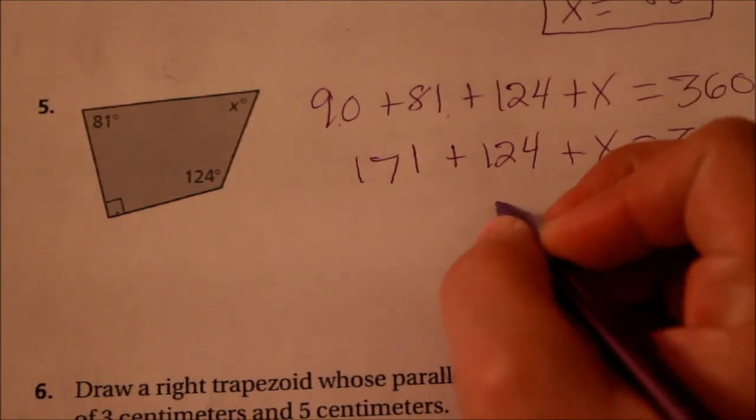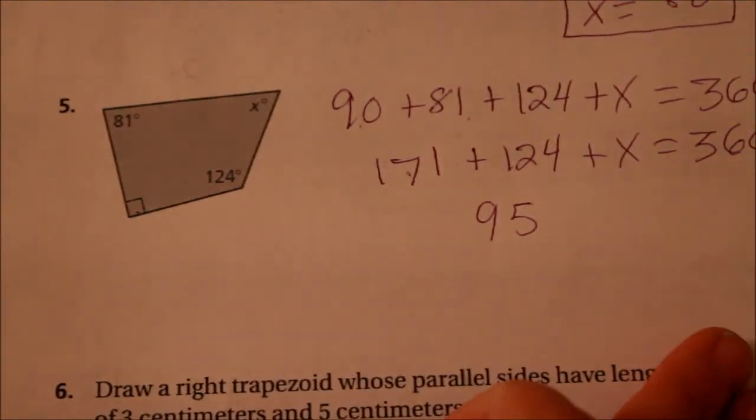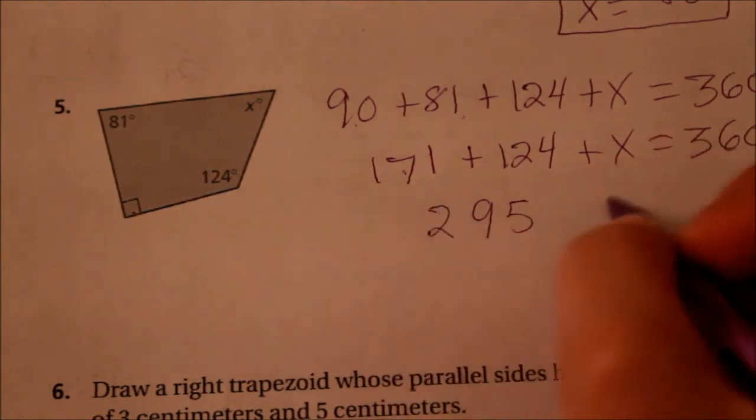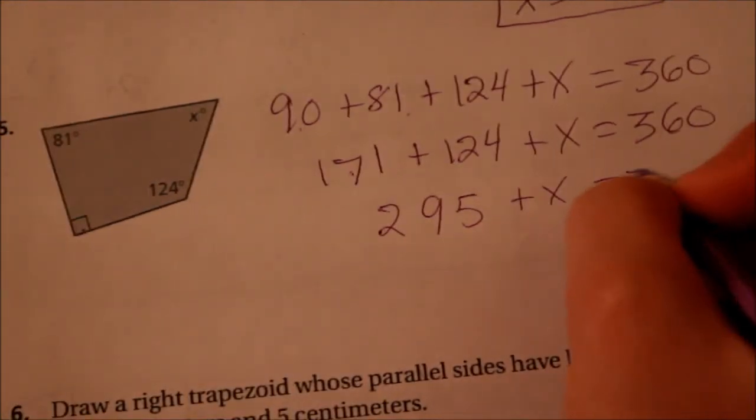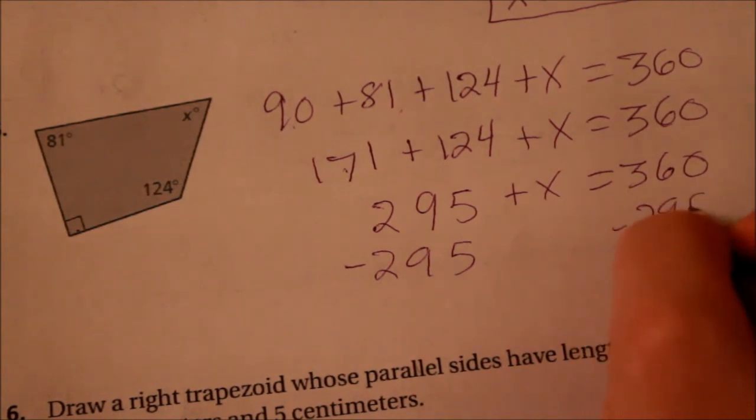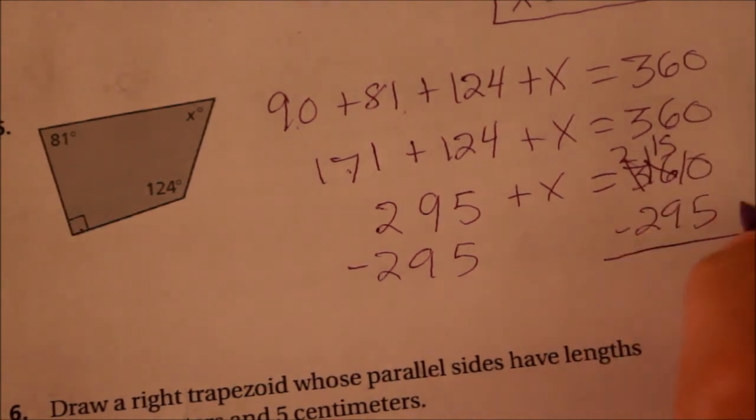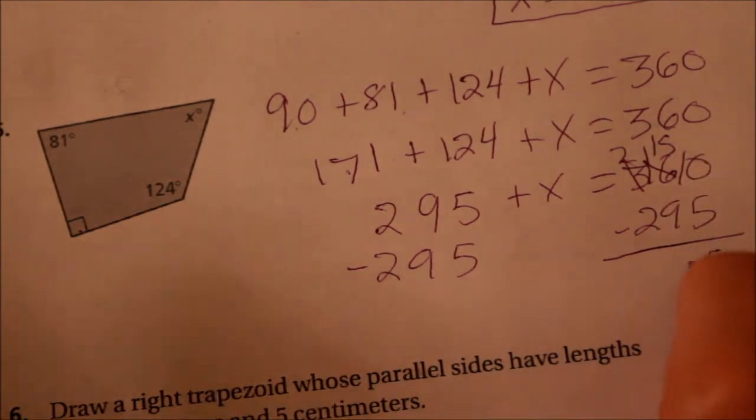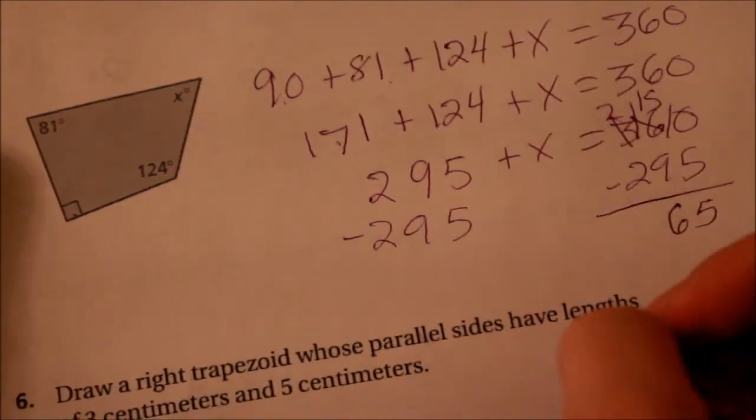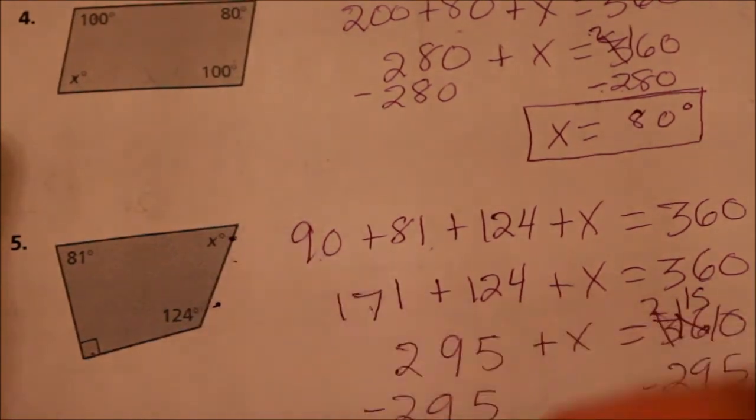4 plus 1 is 5. 7, 8, 9. If you need to line this up and add it so that it's vertical and straight up and down and lined up, that's totally fine. I'm going to subtract out that 295. I'm going to regroup up here. Ten minus 5 is 5. 15 minus 9, 6. 2 minus 2 is 0. So I would get that x equals 65 degrees. I can look at this and say, well, I know that it is an acute angle, so this would make sense.